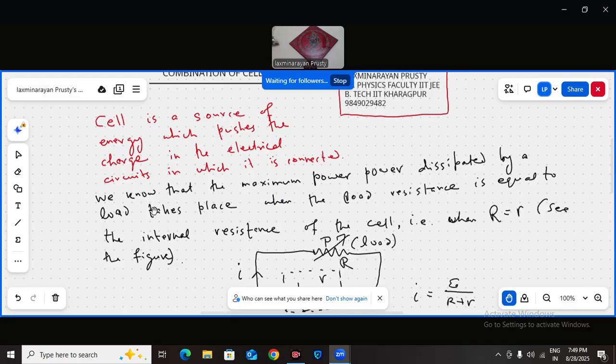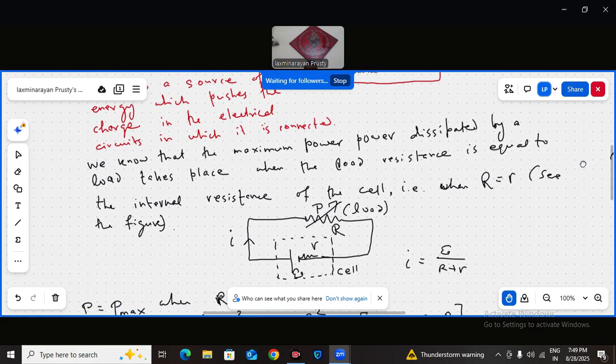In the cell, we know a particular maximum power transfer theorem. So here, we know that the maximum power dissipated by load takes place when the load resistance is equal to the internal resistance of the cell. Let us see what I am showing here.